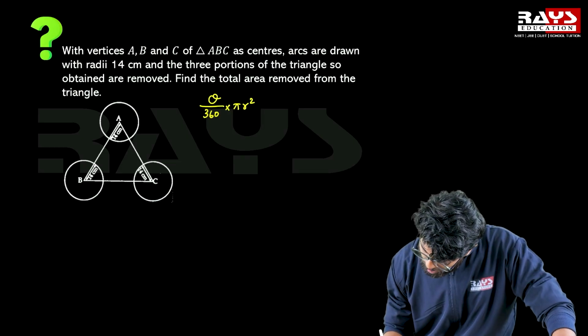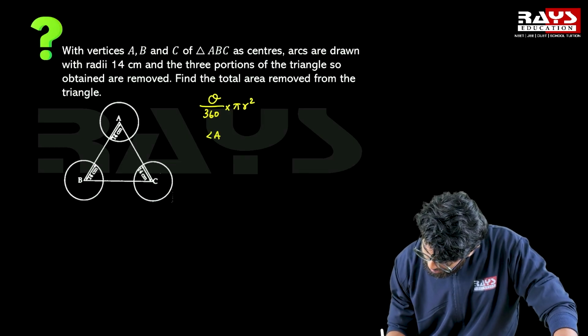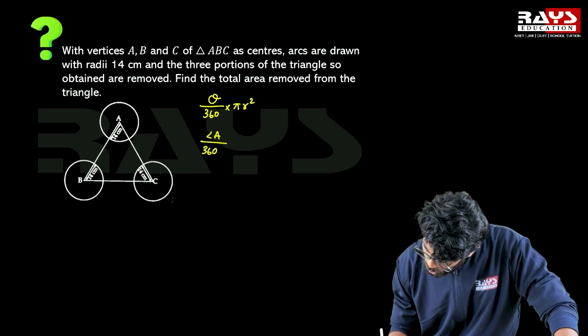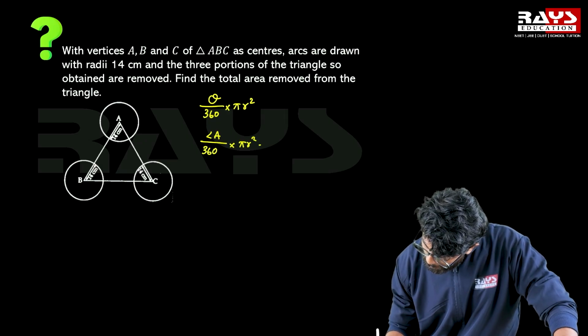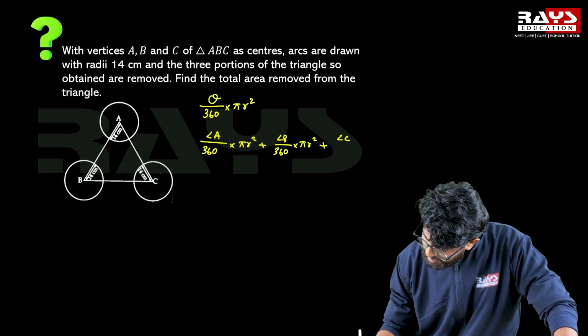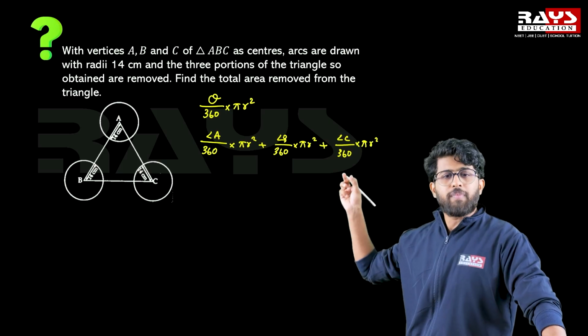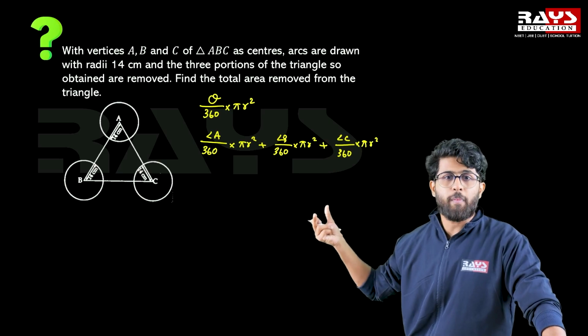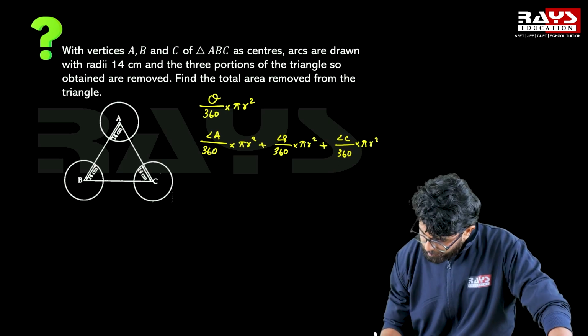So the total area is going to be angle A divided by 360 into pi r square plus angle B divided by 360 into pi r square plus angle C divided by 360 into pi r square. So here pi r square by 360 is common in all the terms. So let's take it outside.